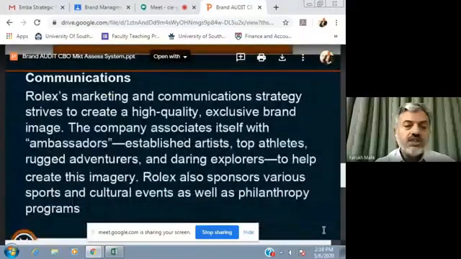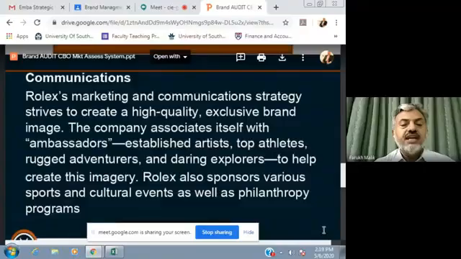Communication is also covered under brand inventory. Rolex's marketing and communication strategy strives to create a high-quality, exclusive brand image. The company associates itself with ambassadors who are very well-known celebrities, established artists, top athletes, rugged adventurers, and daring explorers to create an image of Rolex. It also sponsors various sports and cultural events.